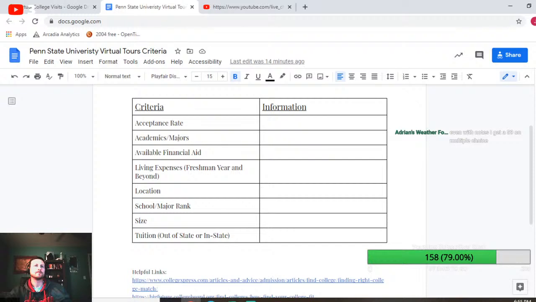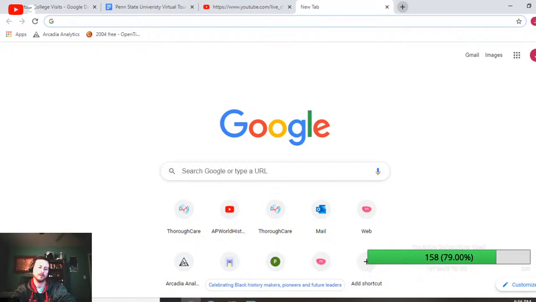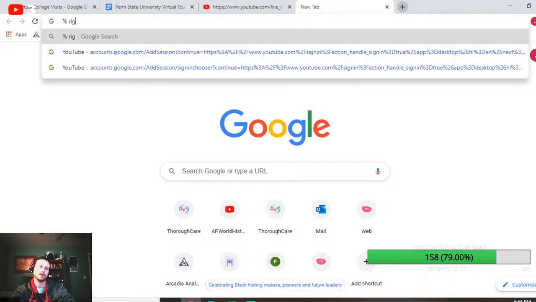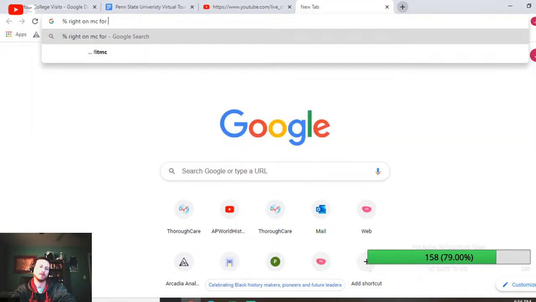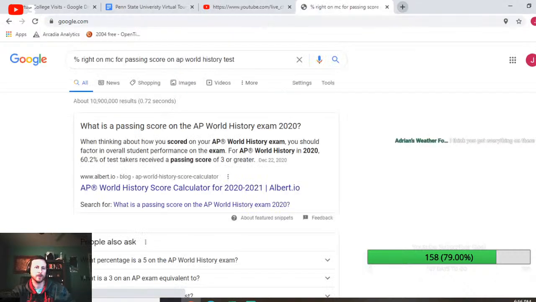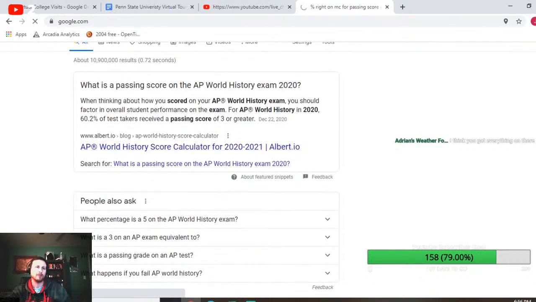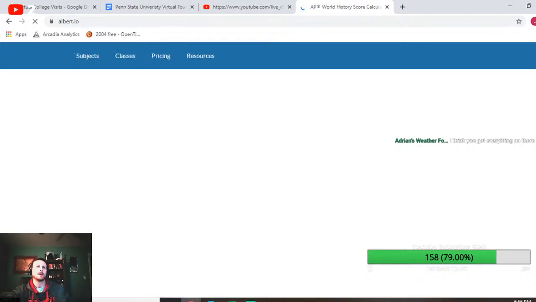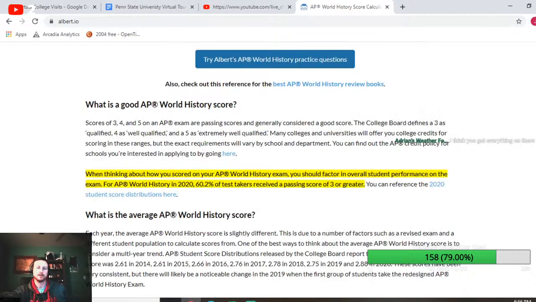Even with notes, you get a 59 on the multiple choice. But I mean, 59%, that's a 4, right? Let's search for the passing score percent on multiple choice on the AP World History test. Let's see what this comes up with. Okay, well that's not helpful. And I mean, Albert has this thing. I think you got everything on there. Okay, cool. We come up with some other things, we'll add it in there.